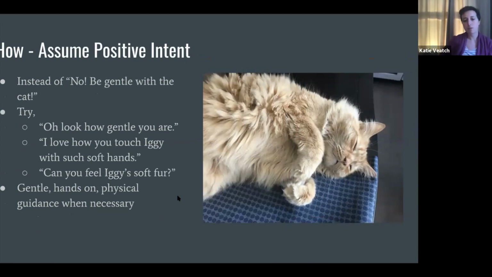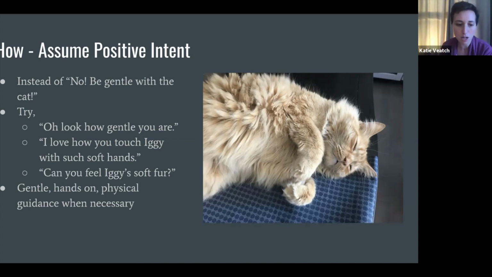Always assume positive intent. This is a big one for the sibling relationship concept, right? You can replace the word cat with baby. So instead of saying, "No, be gentle, you have to be gentle with the cat," you can say, "Oh, look at how gentle you are. You must be an expert with this cat because I see how gentle you're touching them. That's wonderful." You can turn that right around for them. And if they start squeezing the cat, you could say, "Oh my goodness, here, let me help you. Remember, open up your hand and softly pet the cat."